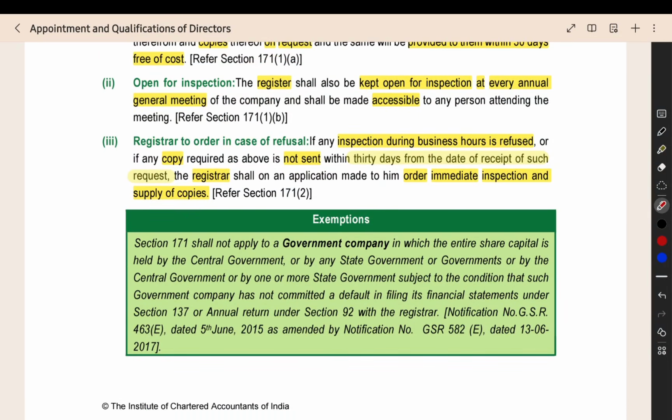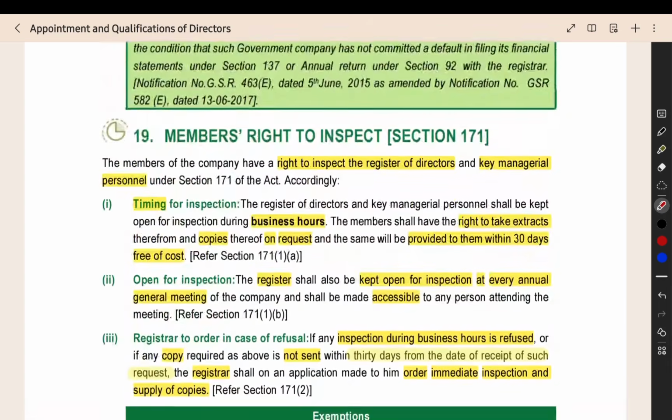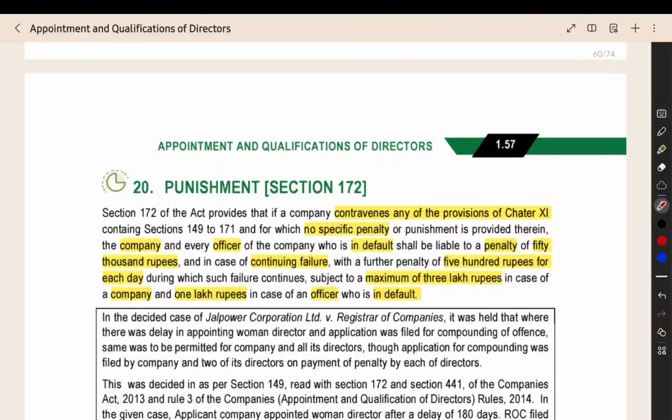And if the company does not allow you to view the register, then you can make an application to the registrar and the registrar will order immediate inspection and supply of the copies. The registrar will order them to immediately provide the copies. That is section 171, members' right to inspect.